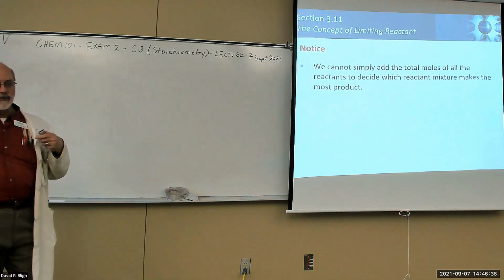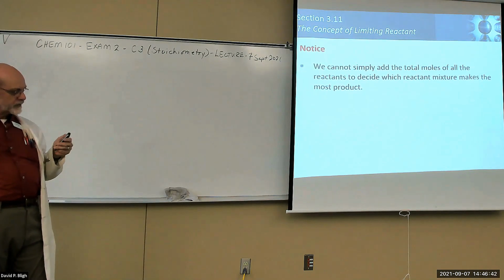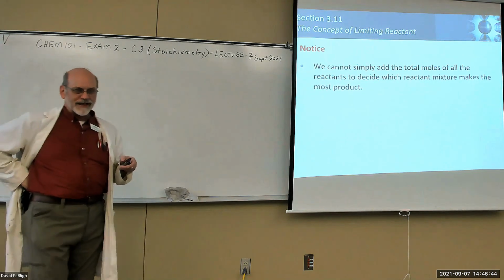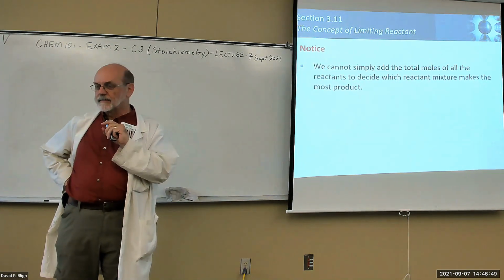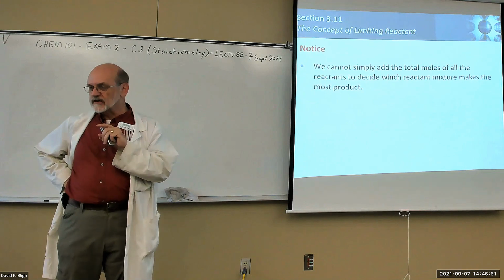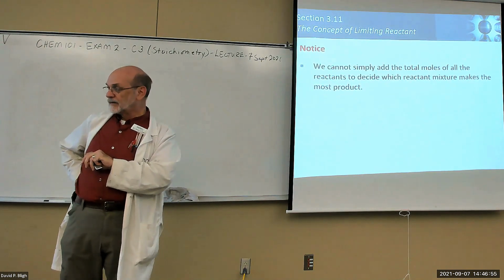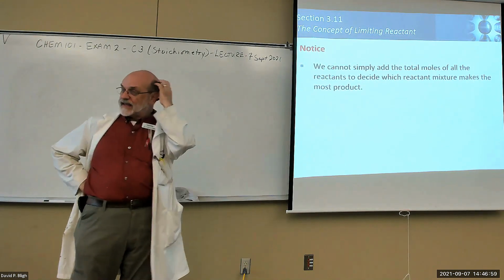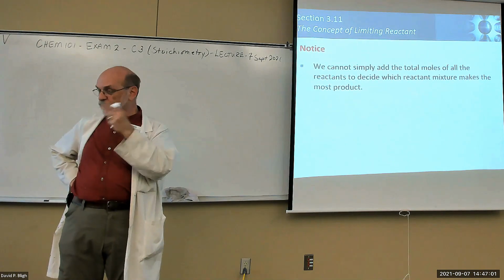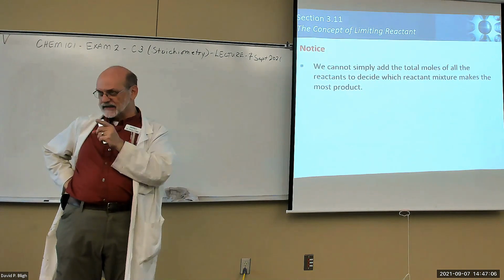It's not a simple road to travel to find out the limiting reactant. What you have to do is calculate the number of moles of each of the reactants, and then treat each reactant as if it is completely consumed to produce product. Then you look at the amount of product that each one produces, and the one that produces the least amount of product is the limiting reactant.